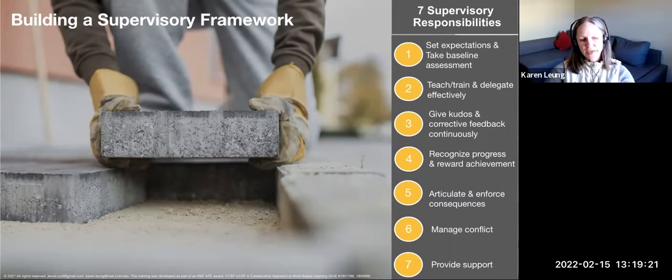So here we're providing just a really basic framework for supervision through a list of 7 supervisory responsibilities. These are setting expectations and taking a baseline assessment. That's 1. 2, teaching, training, and delegating effectively. 3, giving kudos and corrective feedback regularly, continuously. 4, recognizing progress and rewarding achievement. 5, articulating and enforcing consequences. 6, managing conflict. And 7, providing support.